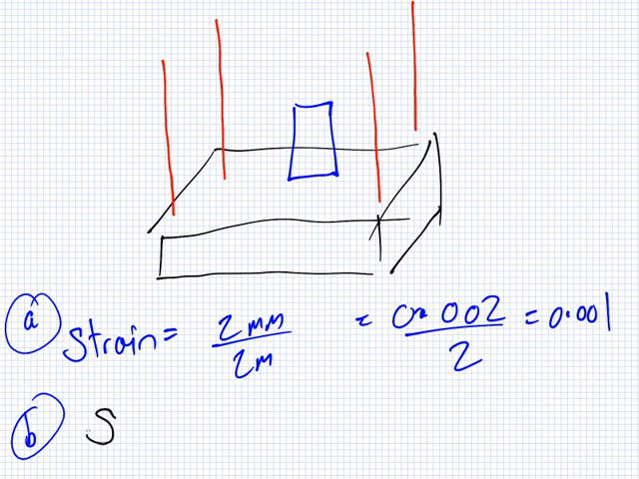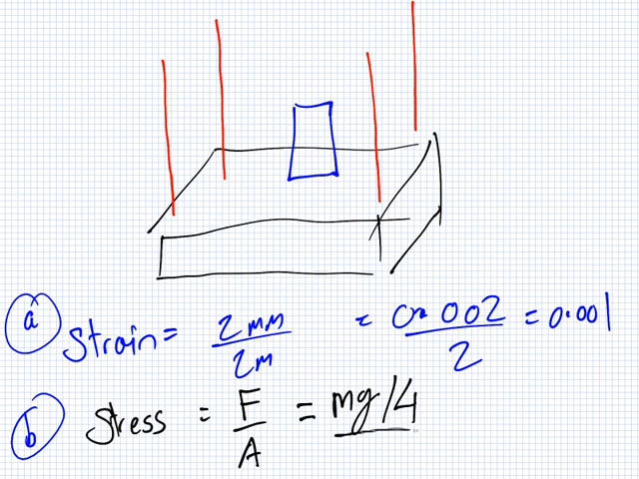Now the stress, what's the formula for stress? Force divided by area. Now in this case, what's the force? The weight, isn't it? Yes, mg, divided by 4. Or you can do the divide by 4 at the bottom. Because that is the total weight, but there's 4 beams, so each beam only has a quarter of the weight to hold.